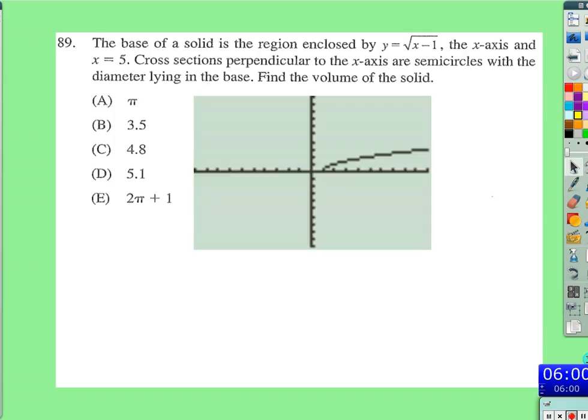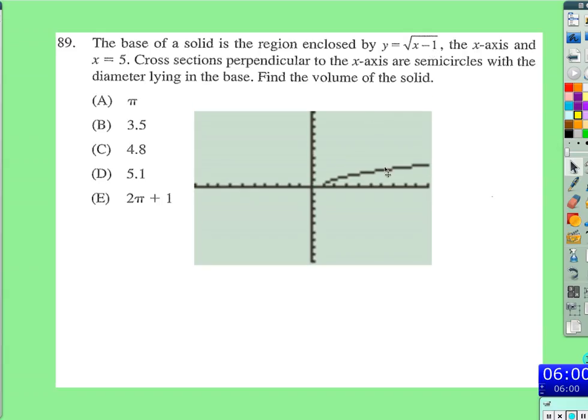All right, so this is a graph of y equals the square root of x minus 1. And this region is between this graph, the x-axis, and x equals 5. What does x equals 5 look like? Vertical line. Vertical line at 5. So 1, 2, 3, 4, 5. Okay, so it's this area right in here.